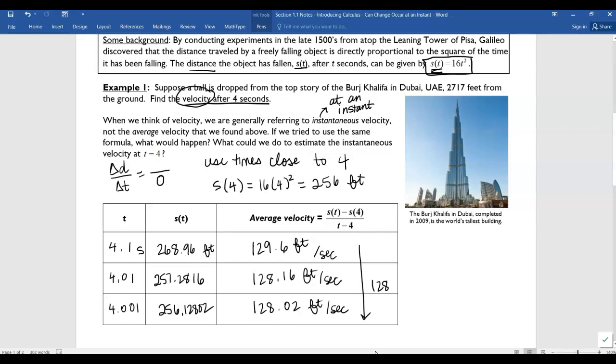And so this is just an approximation of that instantaneous velocity. Calculus, once we get to the real calculus part, will actually tell us how to find that exact answer. This is just an approximation. So what we're going to say is the instantaneous velocity is approximately 128 feet per second.